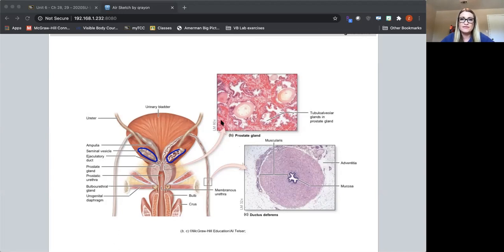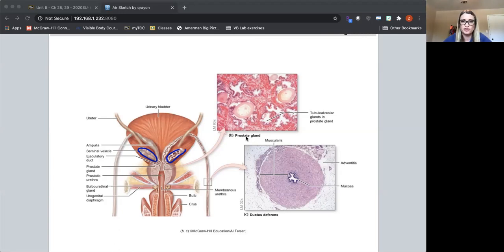And seminal vesicles produce alkaline fluid containing fructose, and this serves for energy for the sperm. And also seminal vesicles release prostaglandins. Prostaglandins help dilate the external os of the cervix, and this makes it easier for the sperm to enter the woman's body. So that's what that does. And yeah, already talked about the bulbourethral gland.